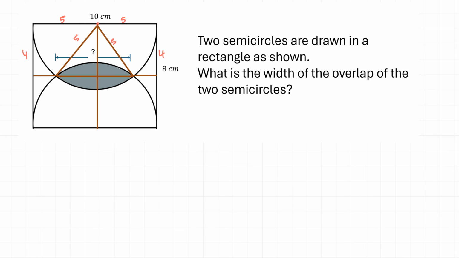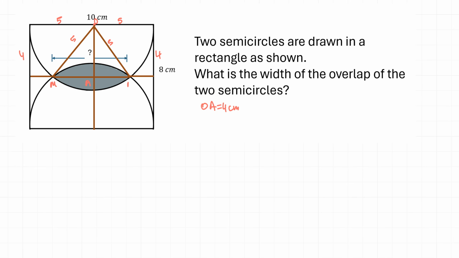Then if I say that this is the point O, and this is the point A, then I can say that OA is equal to 4 centimeters. Then I say this is M and N. So I can say that OM equals 5 centimeters equals ON. And what we need to find is MN, that is MA plus AN.